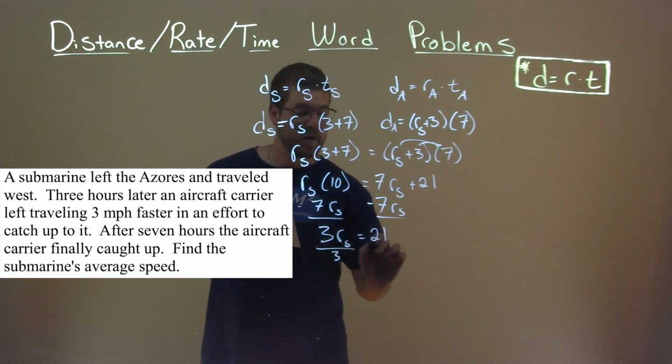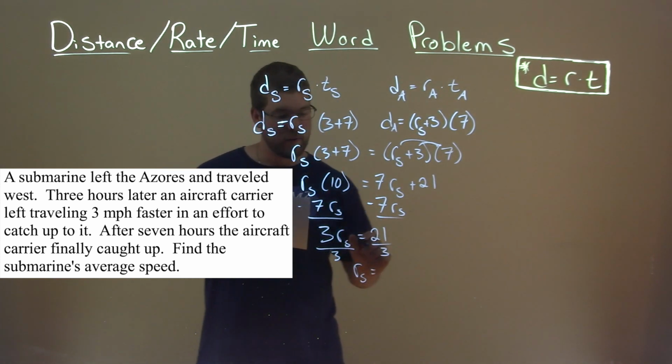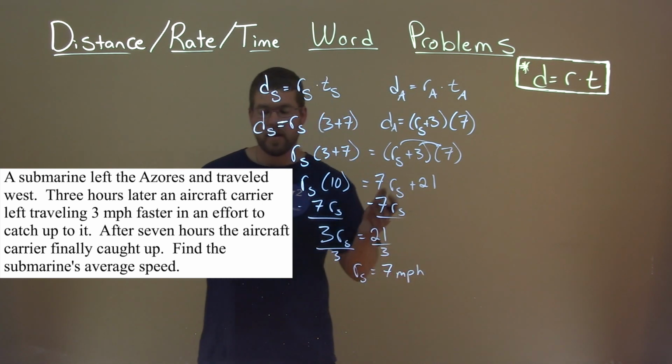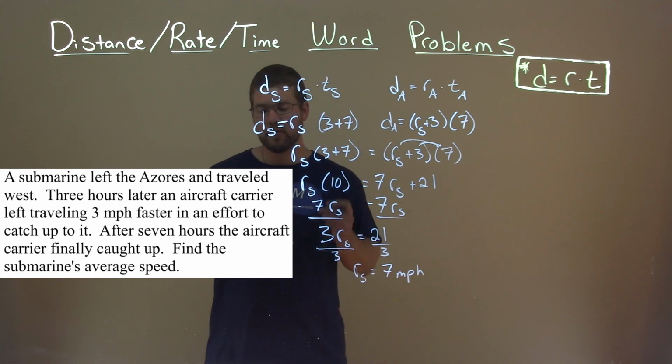Divide both sides by 3, and R sub S is equal to 21 divided by 3, which is 7, and our units is miles per hour. And there we have it. The submarine's average speed was 7 miles per hour.